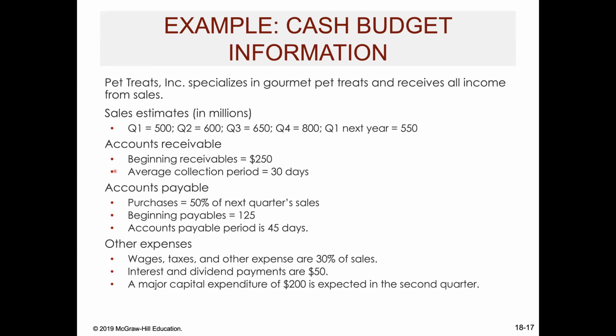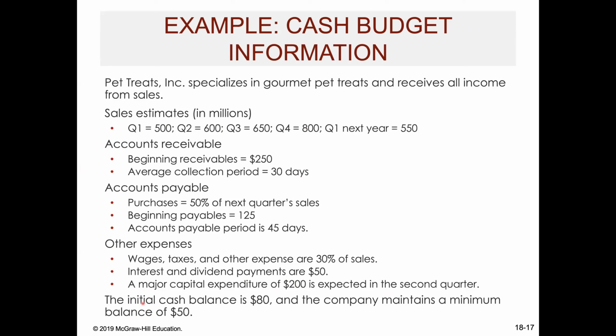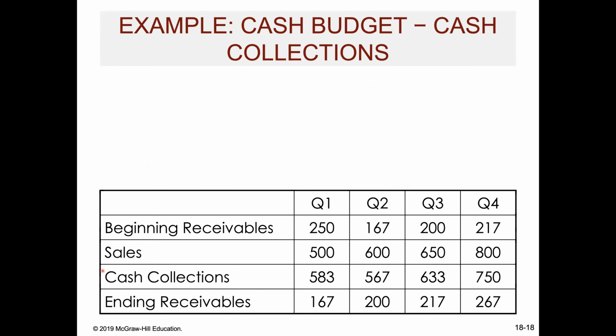But you should have a decent idea. So the initial cash balance is $80 million, and the company maintains a minimum balance of 50. So they always want to keep 50 million on hand. Okay, so given this information, we're going to now start to put together a cash budget.